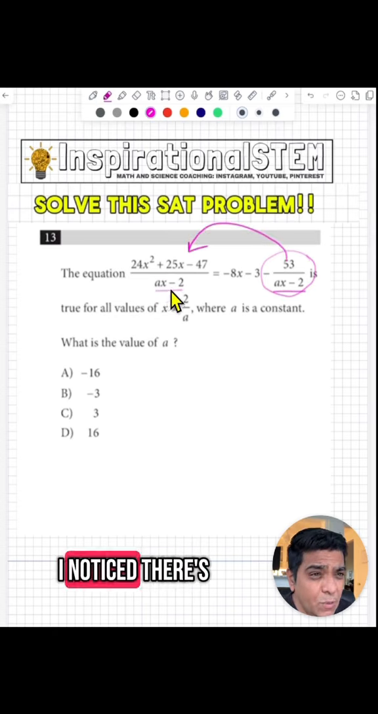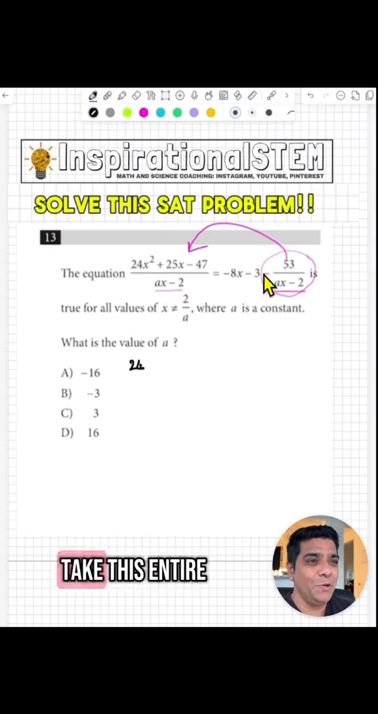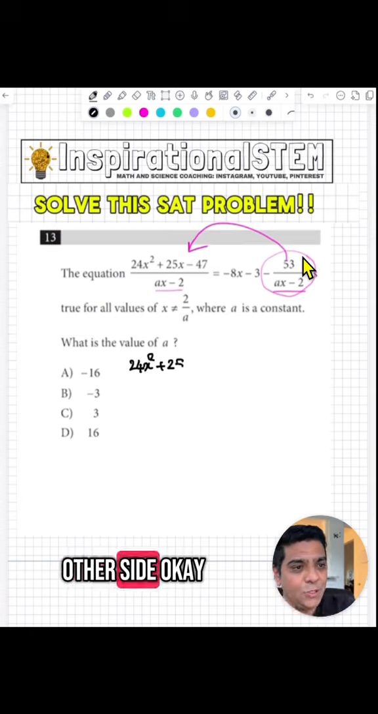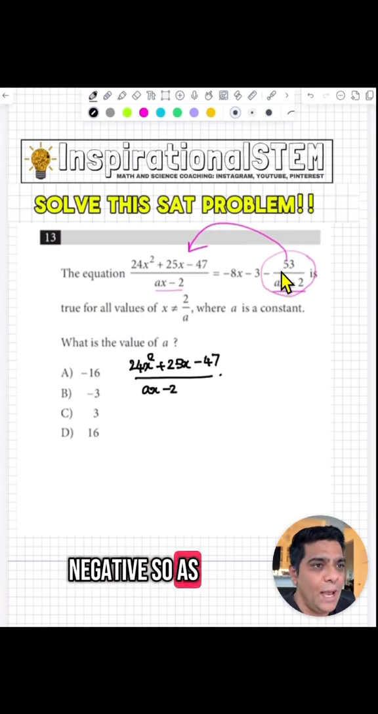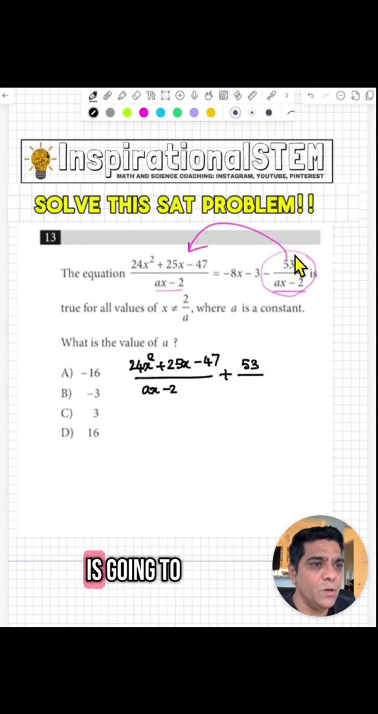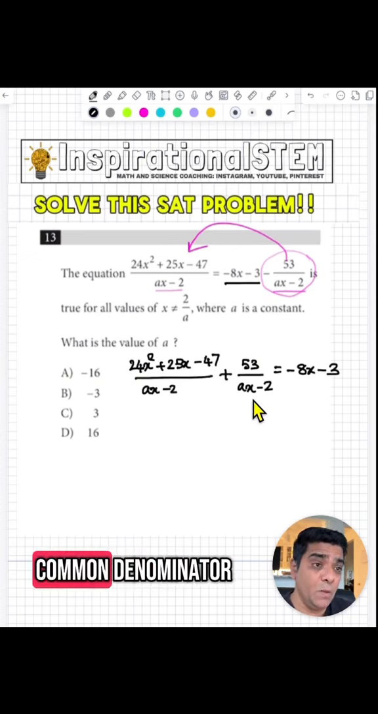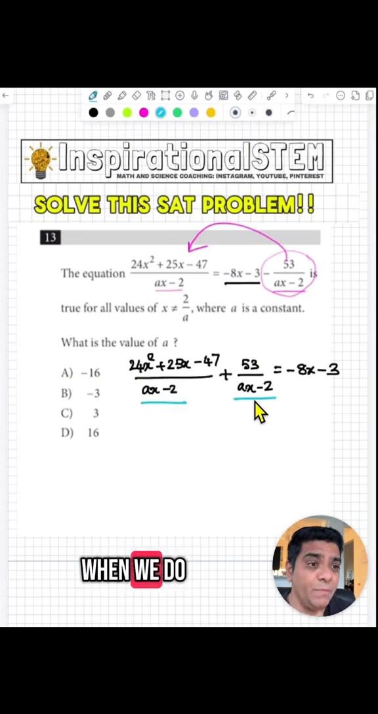So the first thing I notice is there's a common denominator. So I'm going to take this entire term and bring it to the other side. And there's a negative, so as this goes to the other side, this whole term is going to become positive. So positive 53 divided by ax minus 2. And why did we do that? Because there's a common denominator. Now we can add those together when we do LCD. Okay, so let's LCD that.